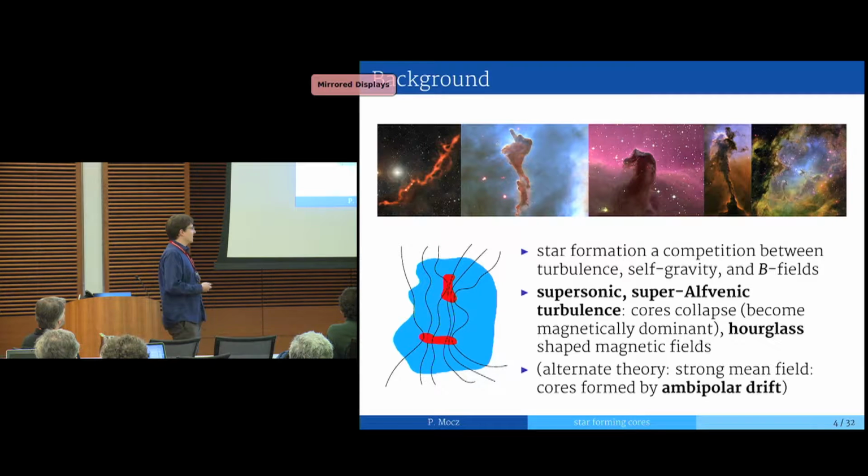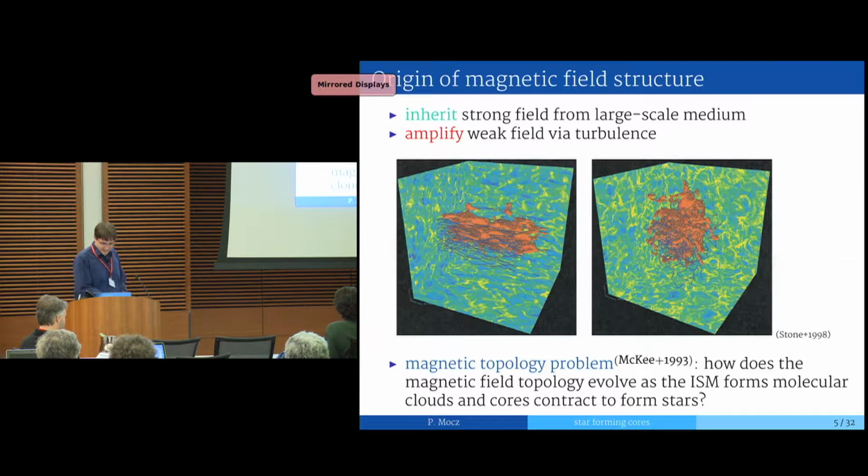There are also alternative theories, such as having a strong mean field, where the cores can form by ambipolar drift, which we've heard about at this conference too. But with this direct collapse, characteristic morphological signatures include the hourglass shape, signifying magnetically dominant fields in that region.